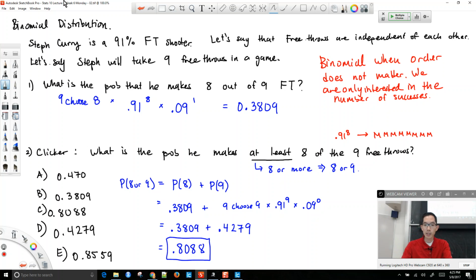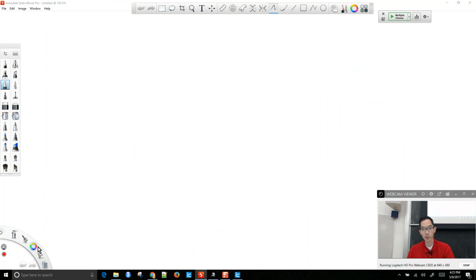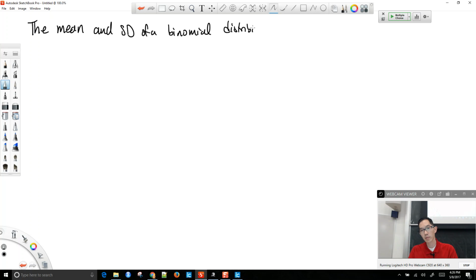There is one more aspect about the binomial distribution, and this is the mean and the standard deviation of a binomial distribution. And this makes an appearance on your homework. The mean of the binomial distribution is equal to n times p. And I think this makes intuitive sense.